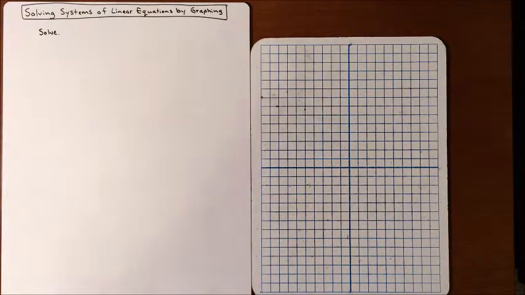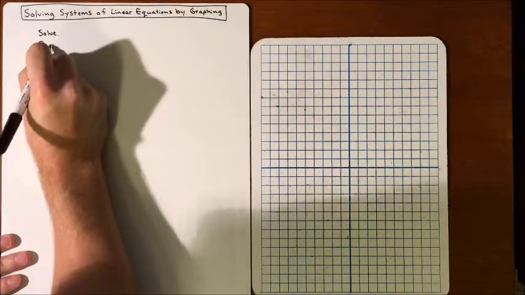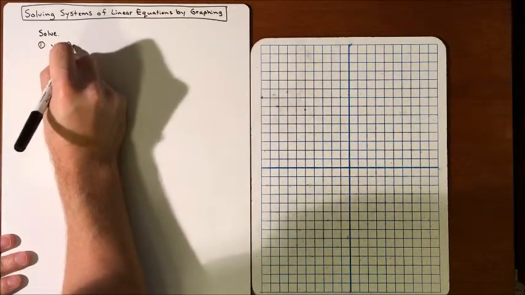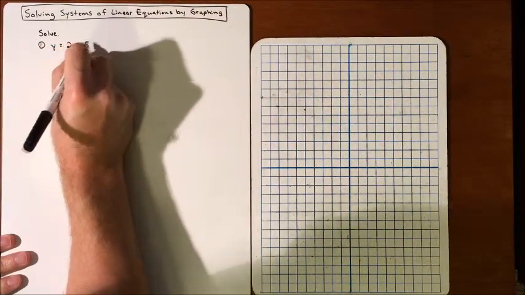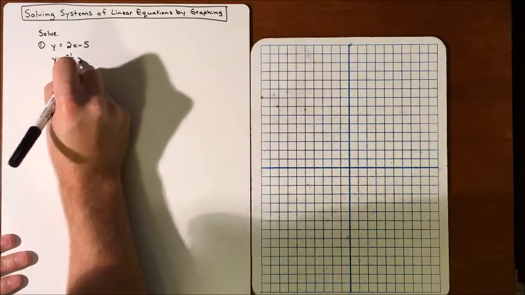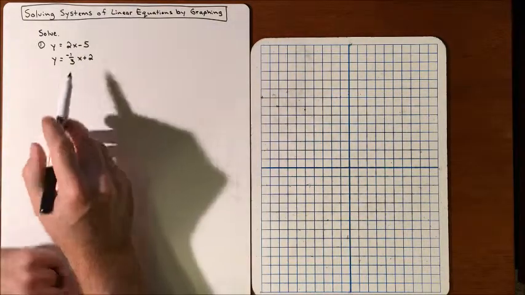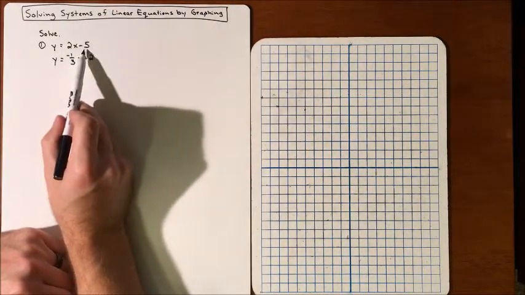In this lesson, we're going to be solving systems of linear equations by graphing. So the directions will say solve, and here is our first one. Our first equation is y equals 2x minus 5. Second equation is y equals negative 1/3 x plus 2. Now they're both ready to graph. They both are in slope-intercept form.